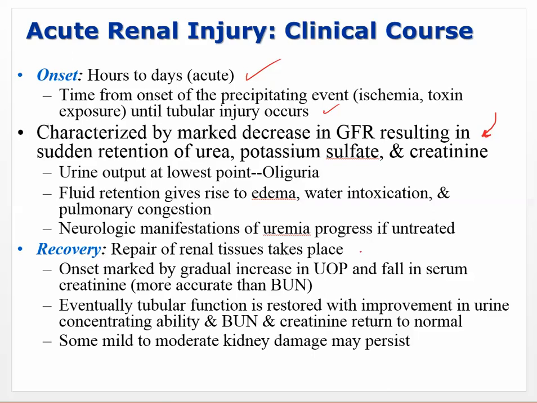Now we're recovering. Onset is marked by a gradual increase in urine output and a fall in serum creatinine, which is more accurate than BUN because BUN is also being produced by the liver. Eventually, tubular function is restored, with improvement in urine concentrating ability, and BUN and creatinine return to normal. So things go back. You get tubular function returned. Okay, so that's recovery. Some mild to moderate kidney damage may persist. Okay, that's a happy ending.